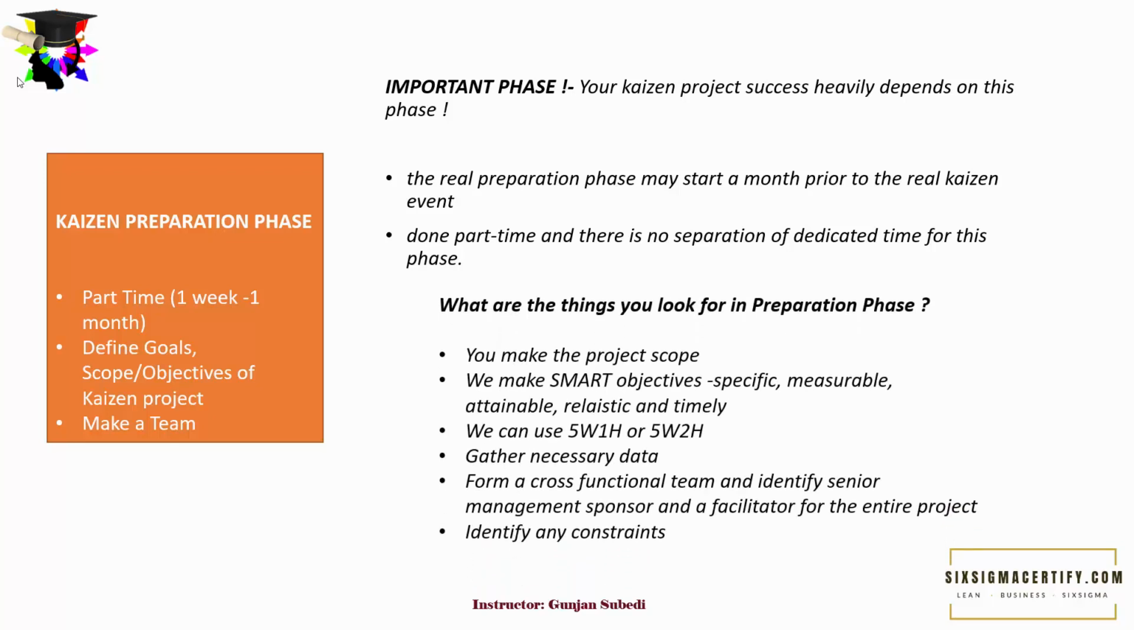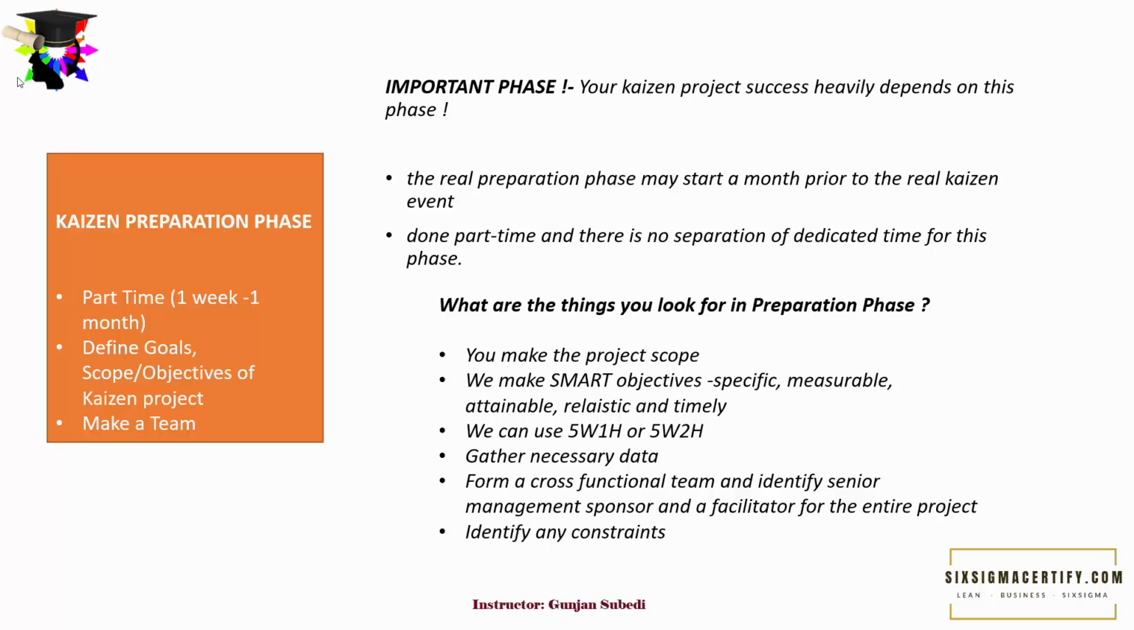Well, as I already told you, you make the project scope and objectives. You should be clear what you are targeting to improve in the Kaizen project. So how do you do that? We make the SMART objectives, just like SMART goals. SMART objectives are specific, measurable, attainable, realistic, and timely. We can use the 5W1H or 5W2H techniques in defining the problem. We will learn about these in the plan phase of the Kaizen in much detail later in this course.